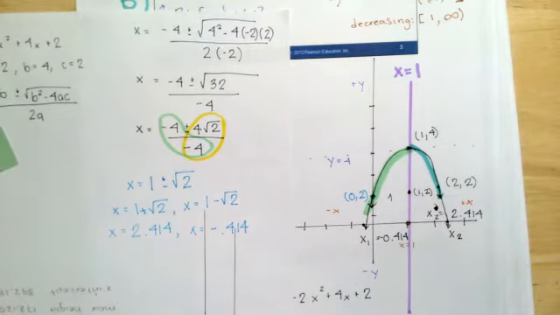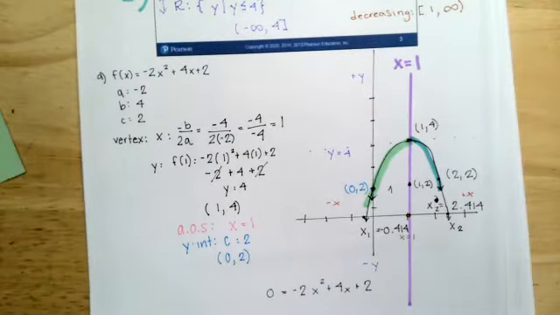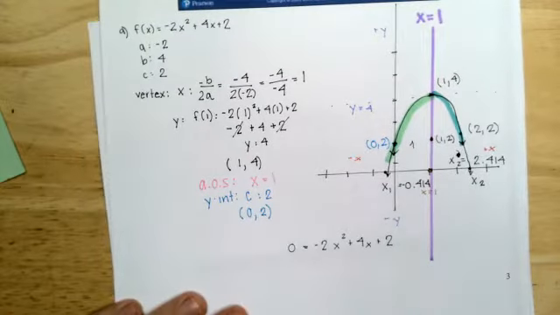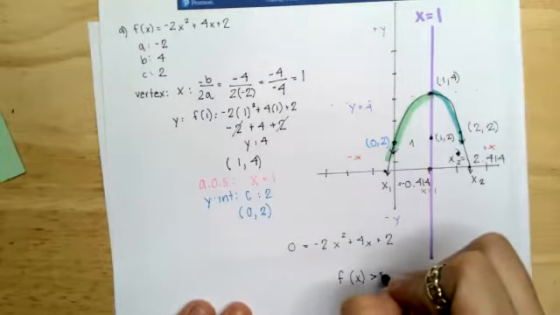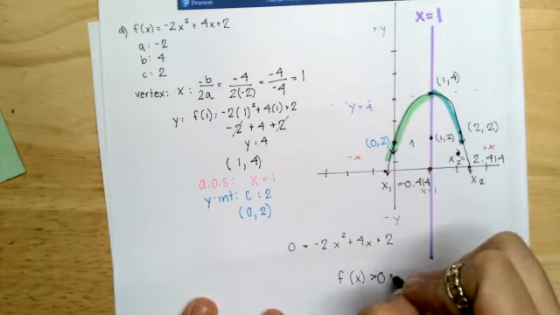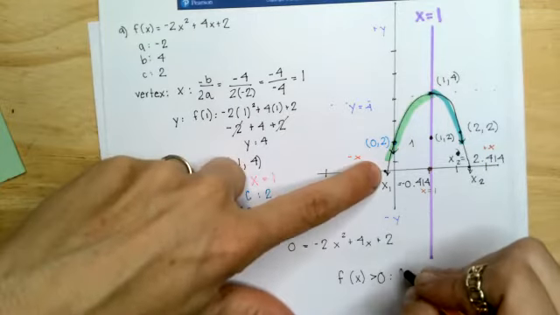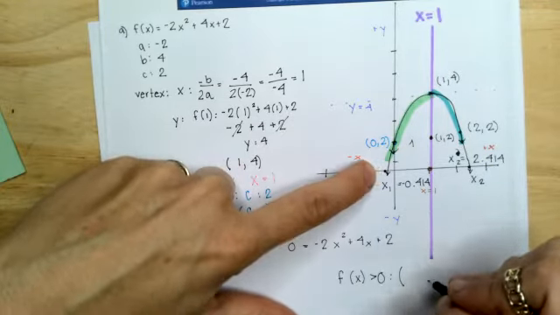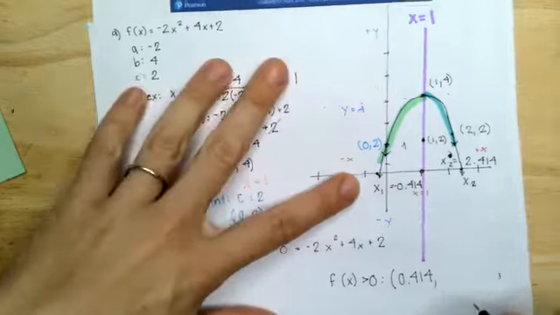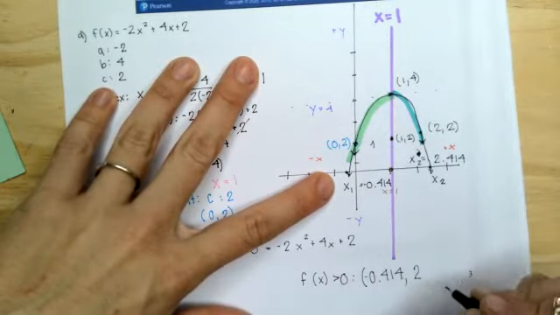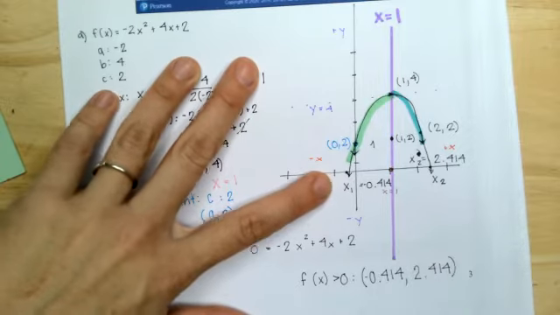Good. So when they're asking where is it greater than 0 and where is it less than 0, what we're going to write is f of x is greater than 0 at... Where is it above 0? It's between those two, okay? So not at that point, but between them. So that's why the parentheses, not the bracket. Negative 0.414, positive 2.414 is where it's above the x-axis.